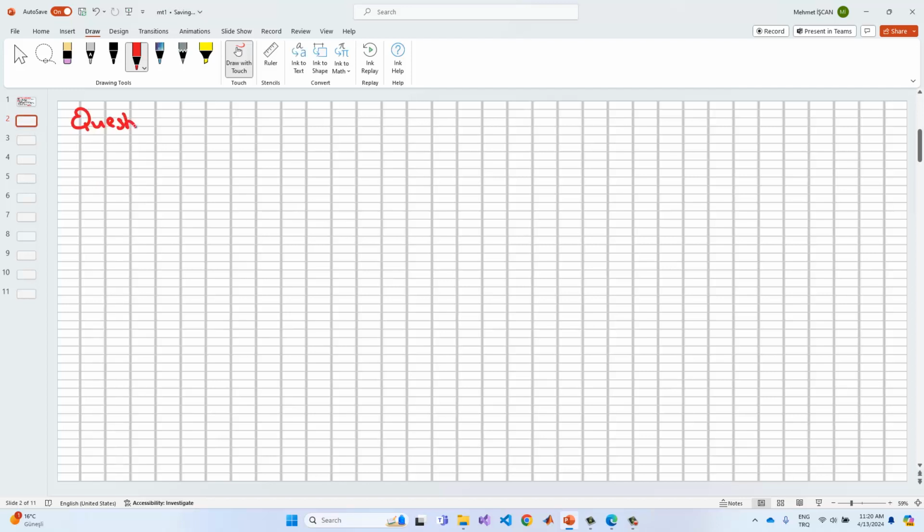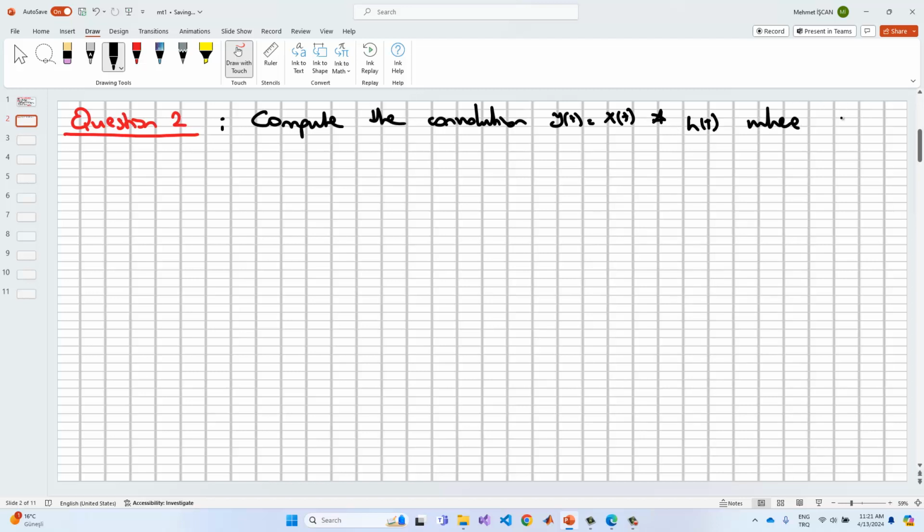In the second question, question 2, compute the convolution y(t) equals x(t) * h(t), where x(t) is equal to sin(t) and h(t) is equal to the Dirac delta function, delta(t minus 2).